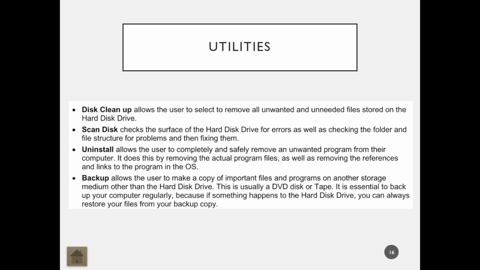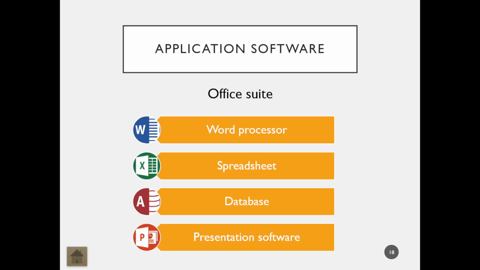For example, you have other utilities like the disk cleanup, which allows the user to select and remove all unwanted or unneeded files. You've got your scan disk, you've got the fact that you can uninstall, and you've got backups as well. So these are all examples of your utility software.